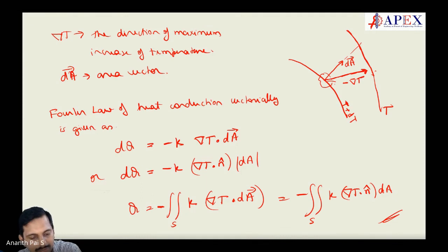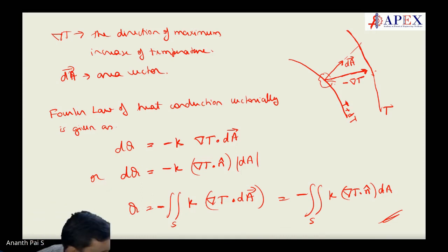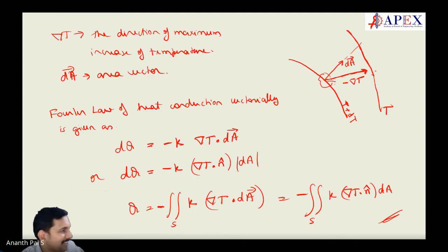Tomorrow we will derive the heat conduction equation. Should we do it now? Is 5 minutes there? No, it cannot be done in so little time. I can do it now, the heat conduction equation. That's what we did yesterday with the Gauss divergence theorem. If I use the Gauss divergence theorem, I can directly write the heat conduction equation, but I will do it tomorrow. We'll do it properly. We will derive it from first principles. Okay, we'll stop here, students.